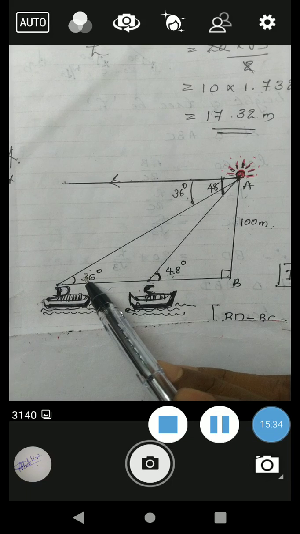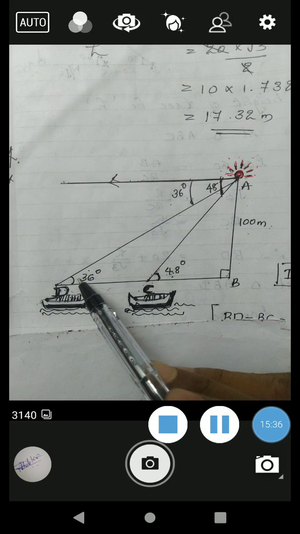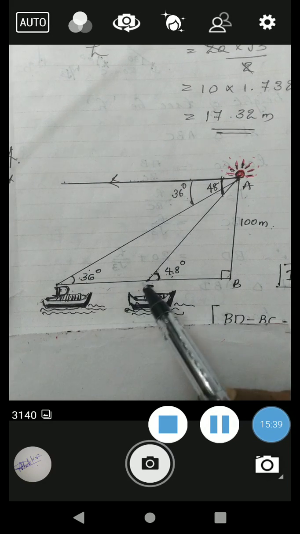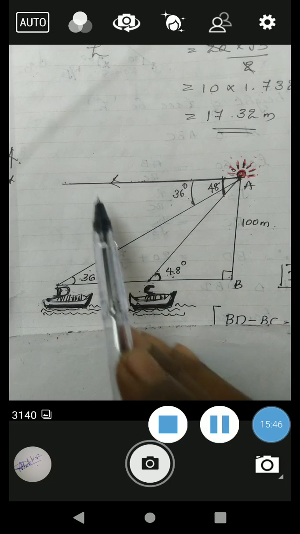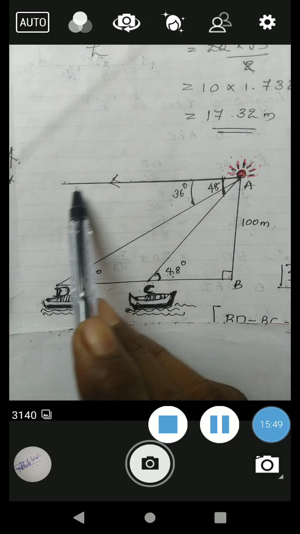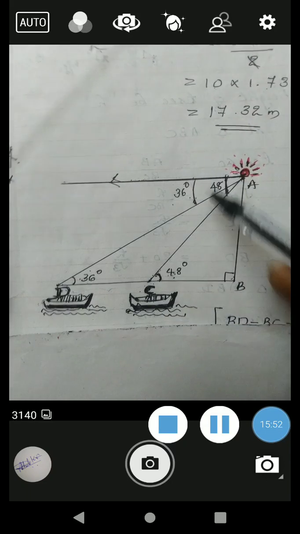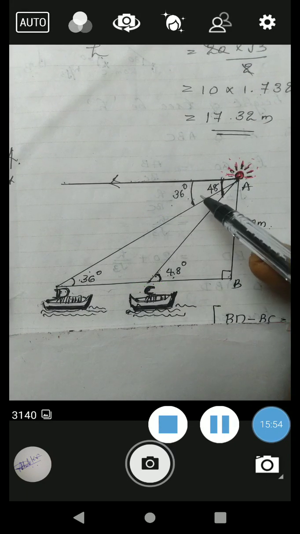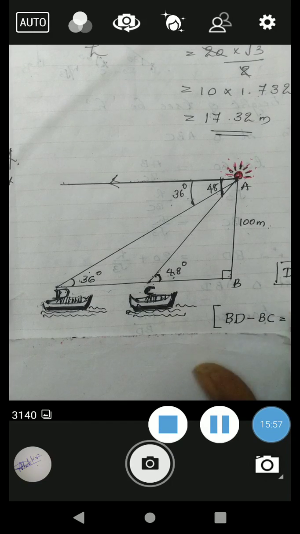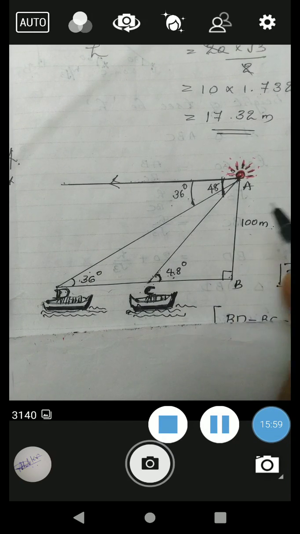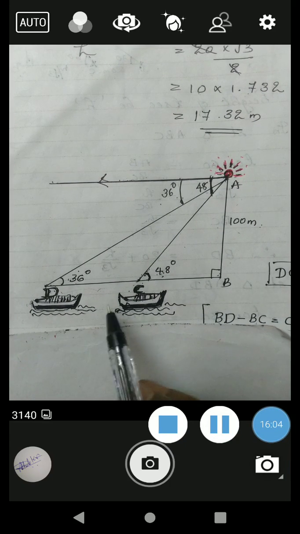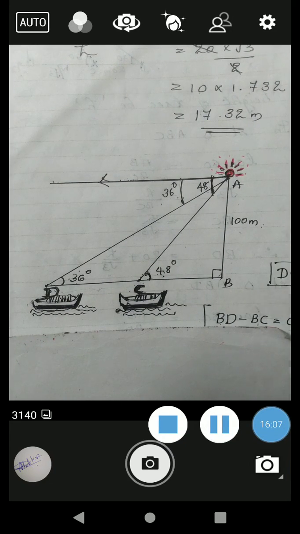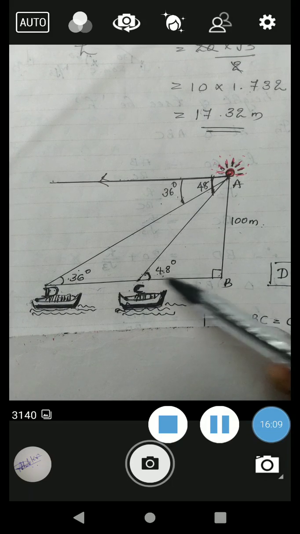The other ship, that is 36 degree. This is the smaller angle, right? This is bigger angle. When you get a question like this, angle of depression, for the figure you have to draw a horizontal line here and mark these two angles here. That is very important. If you draw the figure correctly, then only you will get 1 mark for this figure. No need of drawing this ship or light anything else. You just draw the right triangle only.